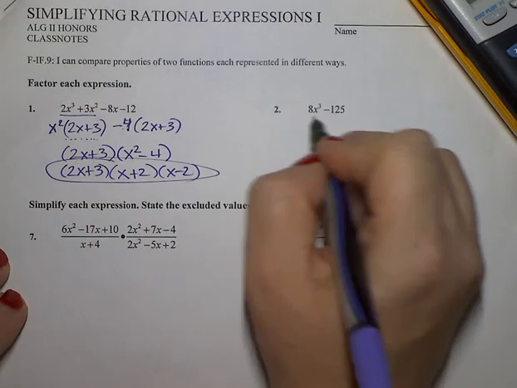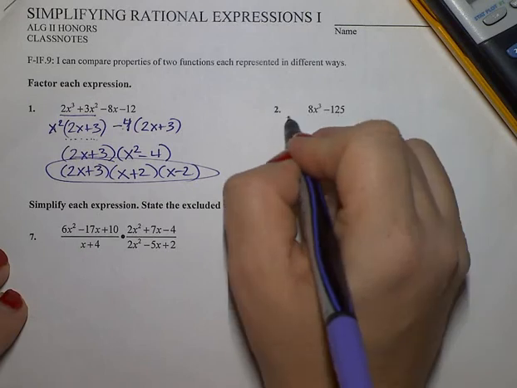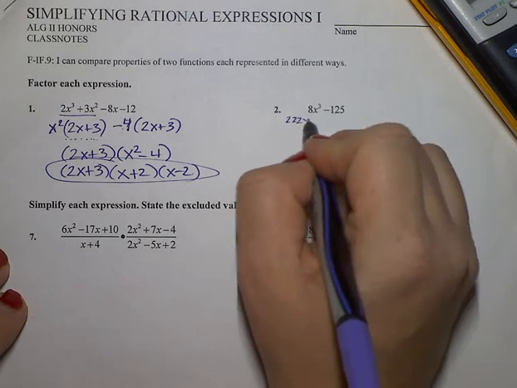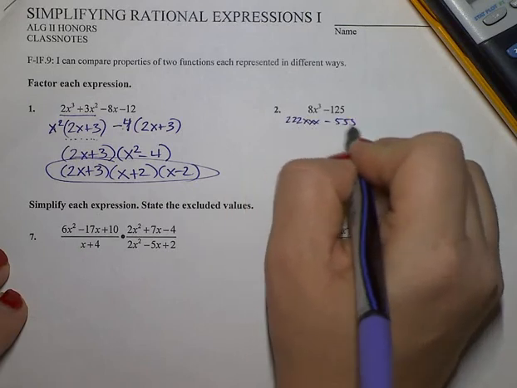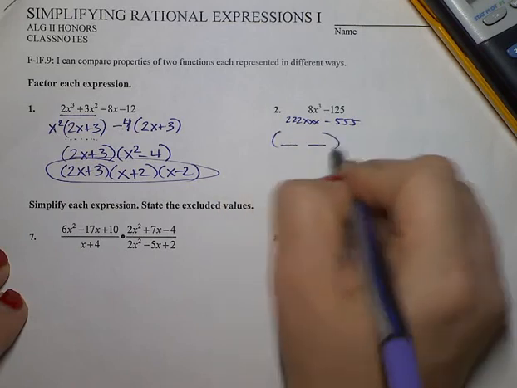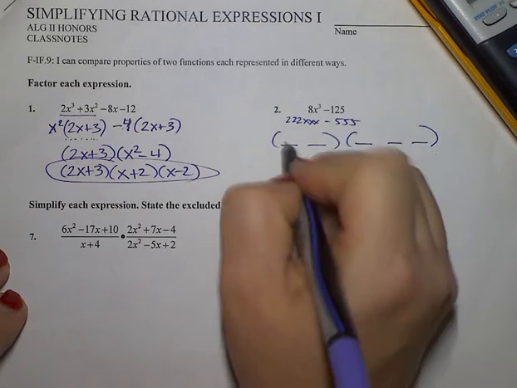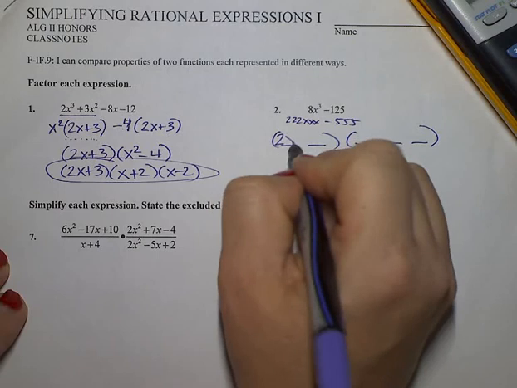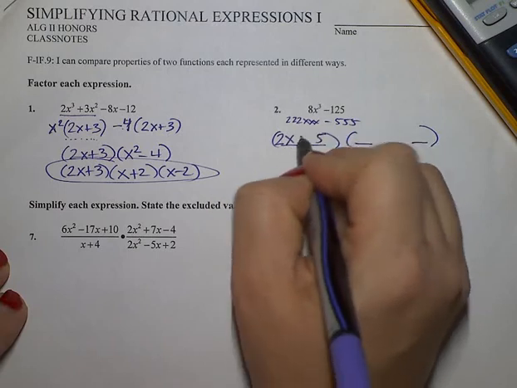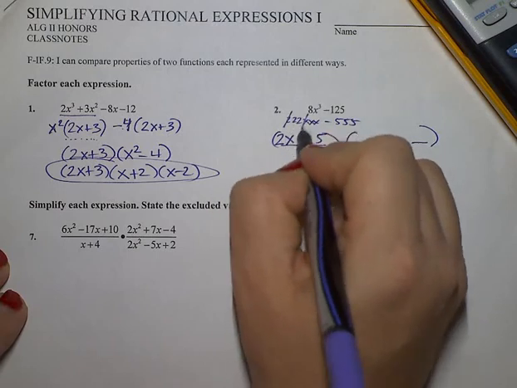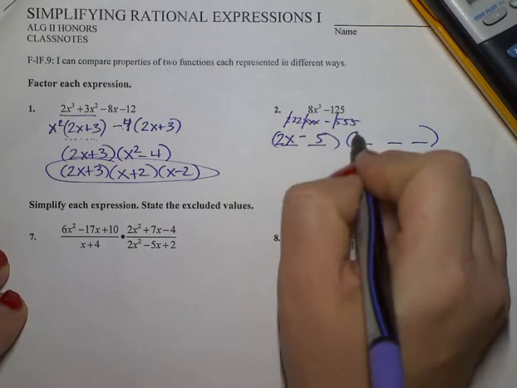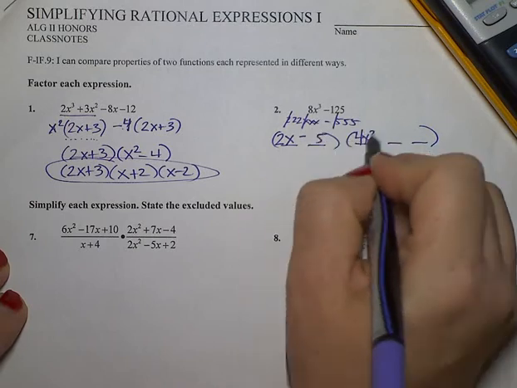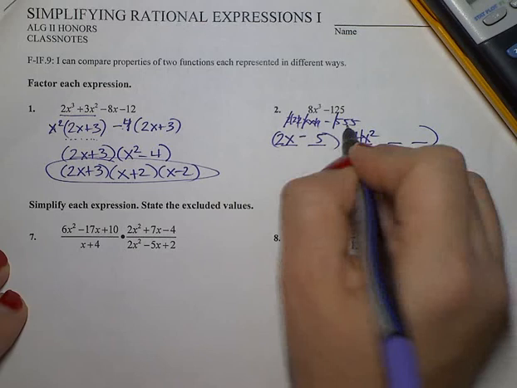Factoring this one. Okay, this is going to be a difference of cubes. 2, 2, 2, x, x, x, and 5, 5, 5. Bring down one of the 2's and x's and one of the 5's and the symbol that was given in the beginning problem. 2 times 2 is 4 and an x squared. 5 times 5 is 25.